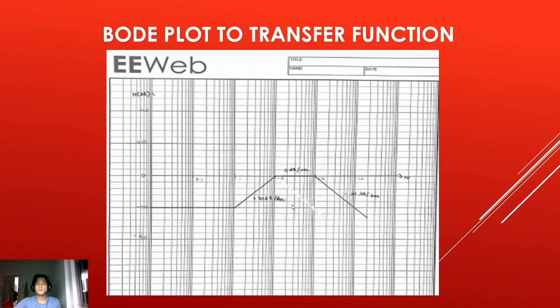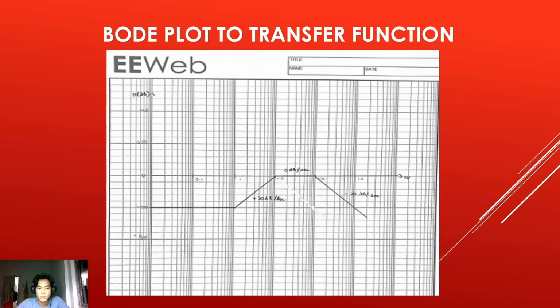So how to find the transfer function from this Bode plot? Okay, so first we take out the corner frequencies, which are omega equal to 1, 10 and 100. And then the basic rule is when the slope increases by positive 20 dB per decade, a zero is present. And when the slope decreases by negative 20 dB, a pole is present.